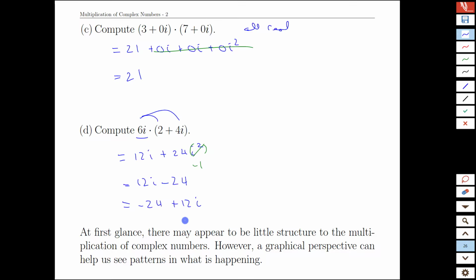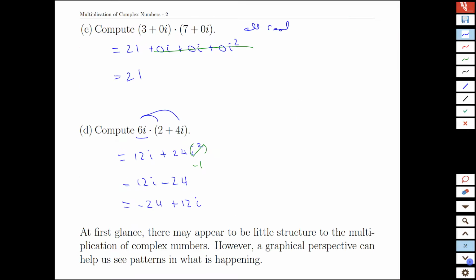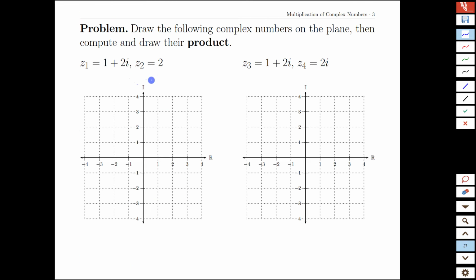Now just looking at all of this, especially this first one, 3, 2i, we get 7 plus 17i. It's not obvious what's happening here. If we take a look at those numbers, how does this relate back to the original values? Not clear at all. This is going to require us looking at the graphical side again though, and I think we'll see something happening. Let's take some sample calculations and see what they look like graphically.